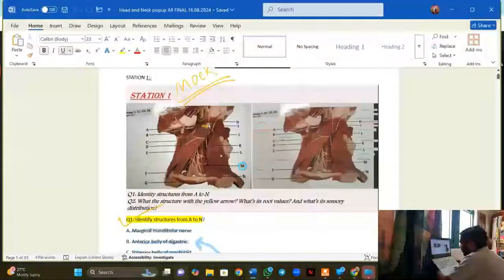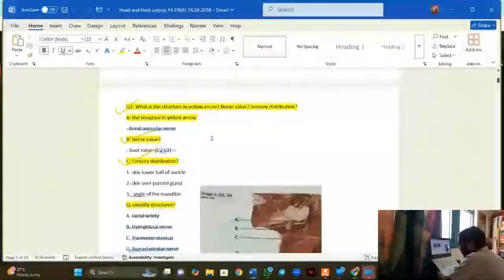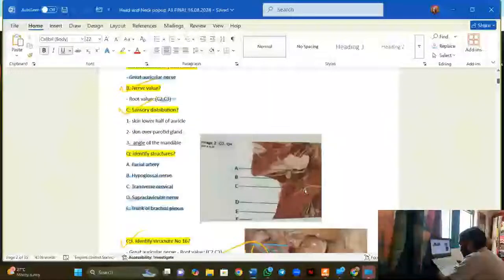Great auricular nerve, root value cervical 2-3. Sensory distribution: lower half of the auricle, skin over the parotid gland and angle of the mandible. Supraclavicular nerve, and E is the trunk of the brachial plexus.